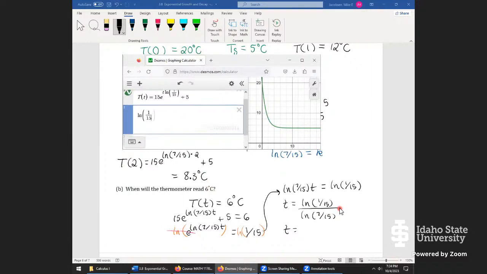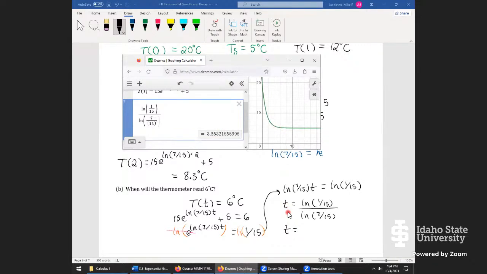Natural log of 1/15 divided by natural log of 7/15 gives us 3.55 minutes. That tells us, especially with the graph, we have overwhelming numerical evidence. The algebra down here is accurate. Let's say our answer is, say, 3.6 minutes.